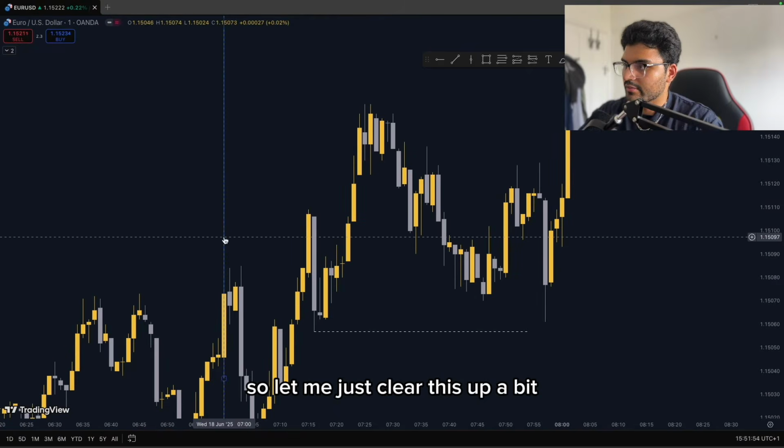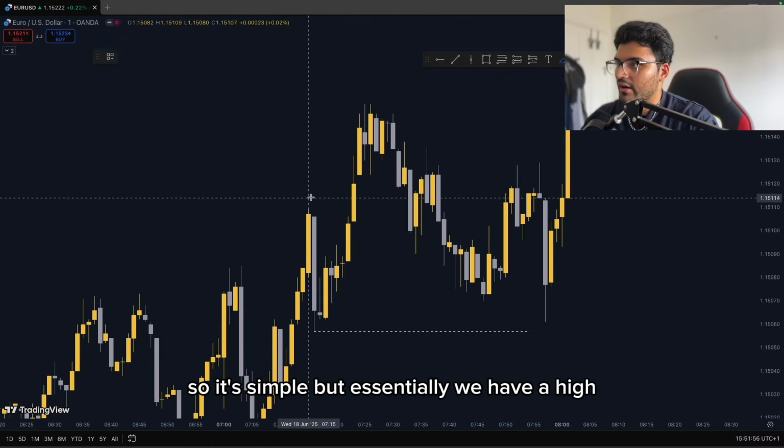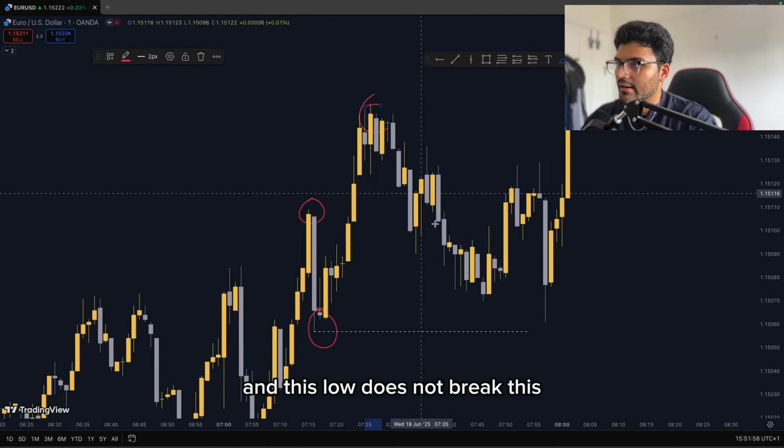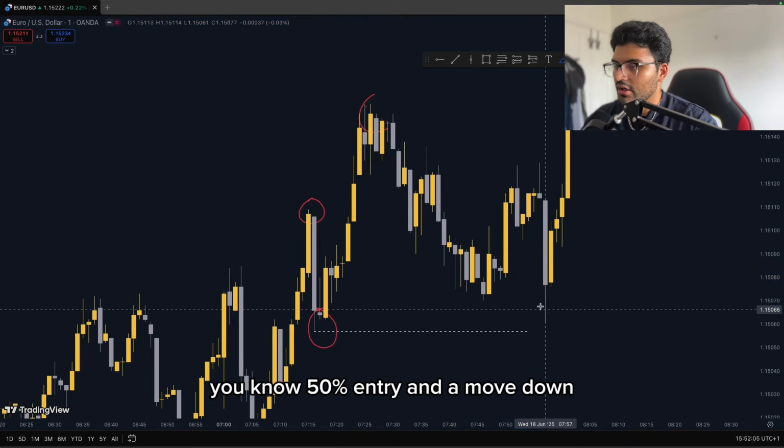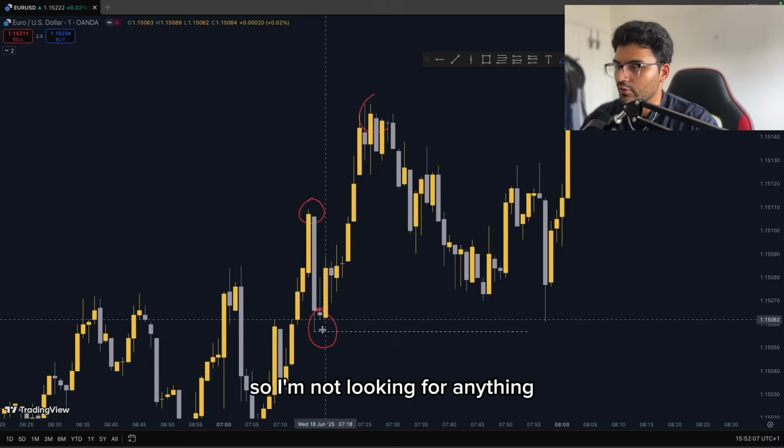So let me just clear this up a bit so it's simple. Essentially, we have a high, a low, a high, and this low does not break this. Hence why we don't look for a 50% entry and a move down. So essentially, this didn't get broken, so I'm not looking for anything.